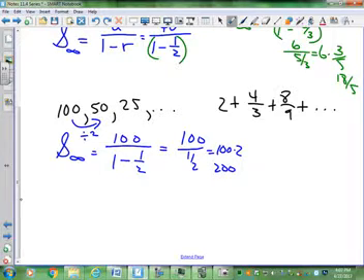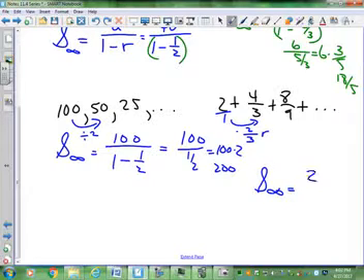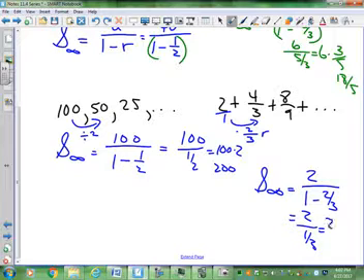And then in this last one, if you put this over 1, you can see the top's being multiplied by 2, and the bottom's being multiplied by 3. So there's your ratio. You have S to infinity is equal to 2 over 1 minus 2/3. 2 over 1/3 means 2 times 3 over 1. The total of this problem is 6.